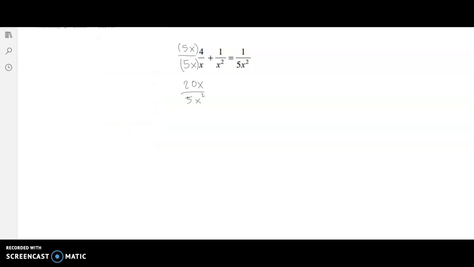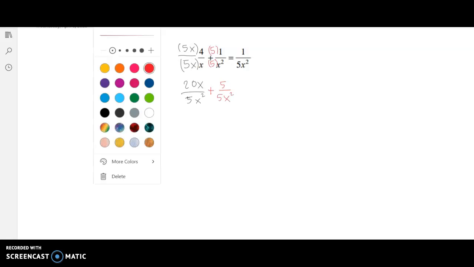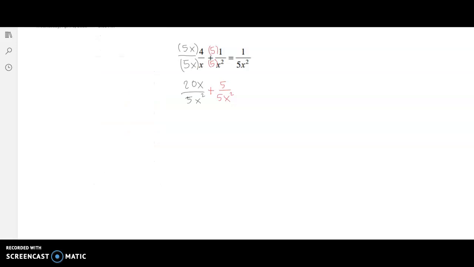Now for this second term, again, what can I multiply the bottom by to get me to 5x squared? So I already have x squared, so I only need to multiply by 5 in this case. So I'm going to multiply the top and the bottom by 5. So now when I add this next term, I'm going to do 5 times 1, which is 5 in the numerator, and then 5 times x squared, which is 5x squared in the denominator. And then my third term is just going to stay like it already is because I already have 5x squared in the denominator, so that's what I need. So now I have the same denominator for all three of these fractions.